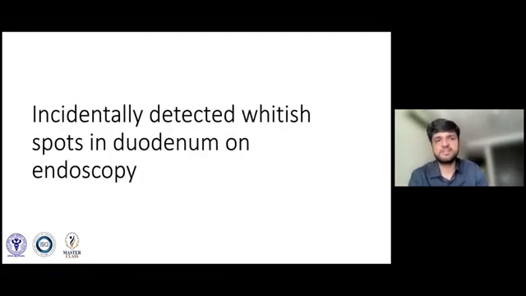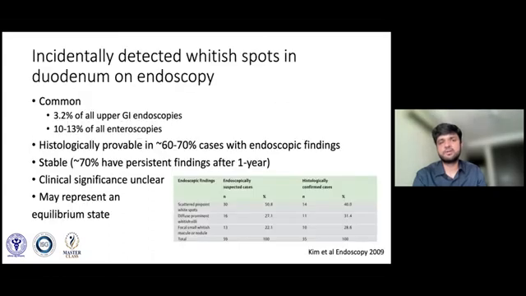What do you do when you have incidentally detected whitish spots in the duodenum on endoscopy? The first important thing to note here is that they are not that uncommon. Whitish spots may be present in 3% of all upper GI endoscopies. And if you look at a series where you include enteroscopies, where people have done motorized spiral enteroscopy, whitish spots or changes of lymphangiectasia may be present in 10 to 13% of all cases. And in 60 to 70%, they are histologically provable with dilated lymphatics. And there have been small follow-up studies which have shown that up to 70% persist up to 1 year later.